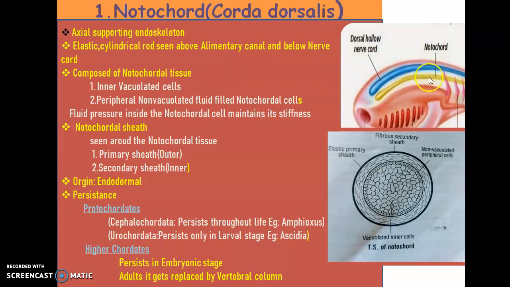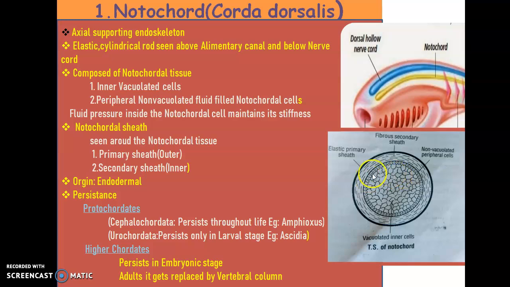Then this particular notochord is made up of a particular tissue that is called notochordal tissue. So if you are taking a cross-section view, you can see that they are composed of an inner notochordal tissue, and just above this notochordal tissue you can see a protective covering that is called the notochordal sheath. So come to the notochordal tissue. Notochordal tissue is composed of two distinct regions, an inner vacuolated region and a peripheral non-vacuolated fluid-filled region.